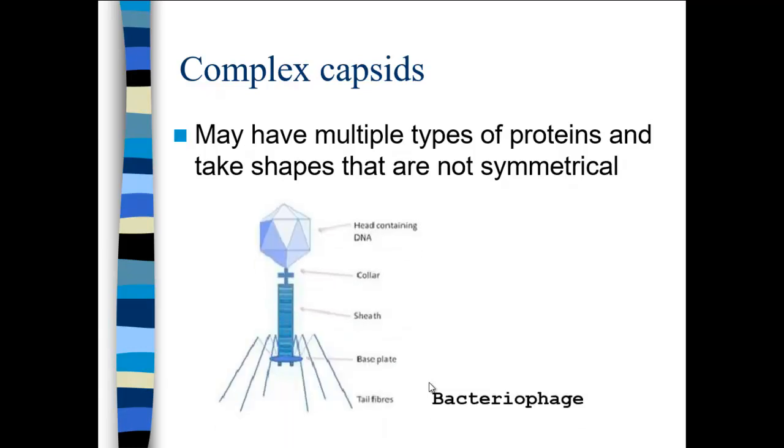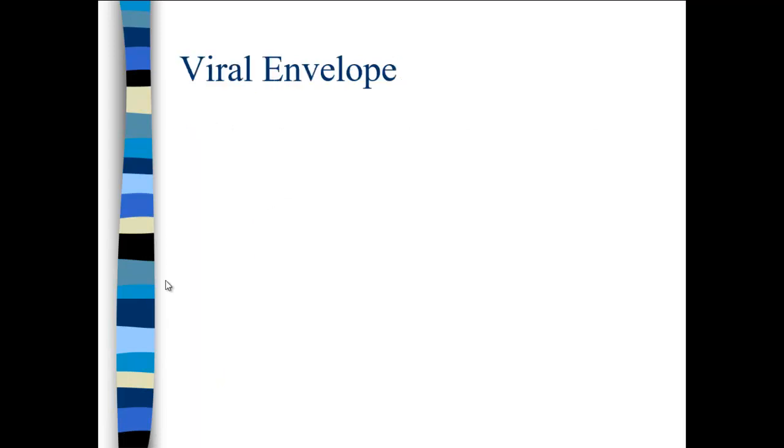This is an interesting virus. It's called a bacteriophage. Phage is just another word for virus. Bacteriophage implies that it infects bacteria, and it has an icosahedral head. That's where the DNA is contained. But here it has a neat delivery mechanism. The head hangs off the end of the virus, and these tail fibers and this base plate will adhere to the surface of the bacteria. And then the sheath allows for injection of the viral DNA directly into the bacteria.